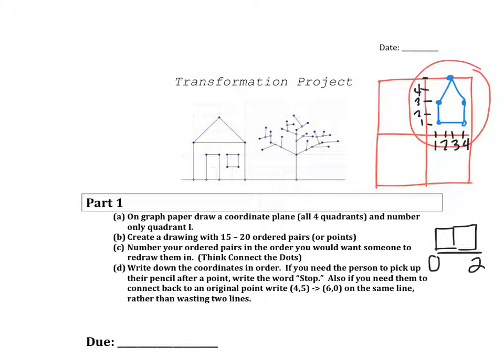So you're going to create a drawing with 15 to 20 ordered pairs or points. If you would like to add more, you can do slightly over that. You cannot go under that amount. You can go slightly over that amount if you would like, but it has to be between 15 and 20 ordered pairs. Now, if you want to decorate the house more when you're finished, that's fine by me, but it just has to stick within the 15 to 20 ordered pairs to begin with. Number your ordered pairs in the order you would want someone to draw them. So I would want someone to draw here, then 2, then 3, then 4, then 5. You're thinking about how you would connect the dots.